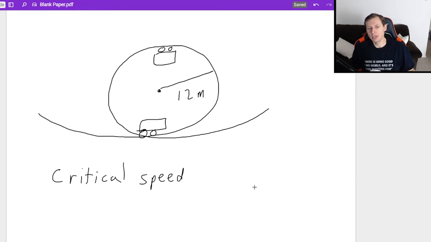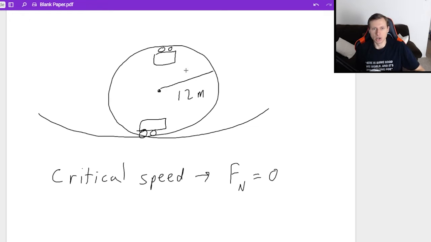So critical speed is essentially the speed that if you go any slower, you're going to fall off the ride. What that really means is that the critical speed is when the normal force equals 0. Why is that? Because if you are falling out of your seat, then you're not touching a surface anymore, that's for sure. And if you're not touching a surface, then the normal force is 0, because that's where the normal force comes from, a surface. So if you want to solve for the critical speed, you just set the normal force equal to 0. That's the secret for any of these questions.